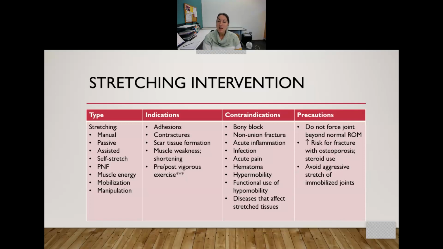Precautions: don't push past their normal range. So don't try and get this crazy amount. It would create some instability. If they have increased risk for fractures with osteoporosis or steroid use, be careful so that you don't create a fracture. And avoid aggressive stretching of immobilized joints, just to avoid injury as things are healing up.